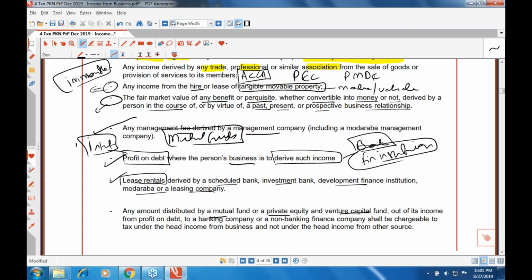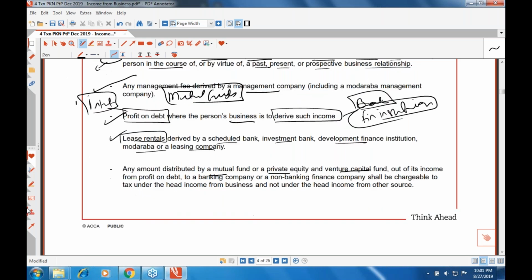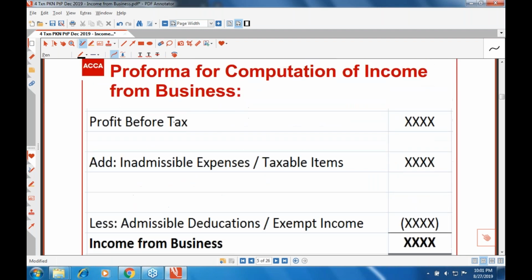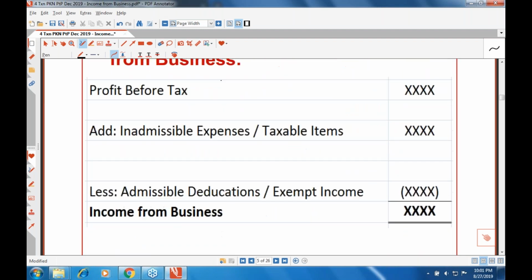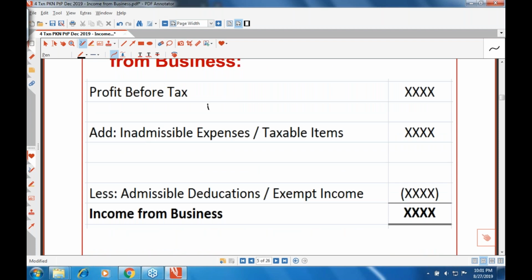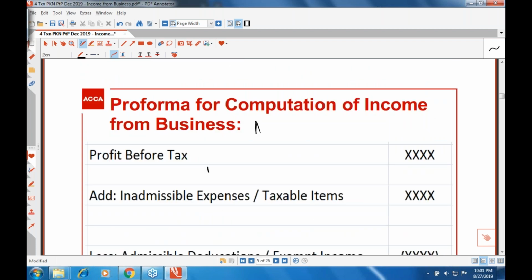Okay, let's move forward. So that's the basic concept of income from business. Now let's try to understand how we actually compute the income from business. Whenever you go to the tax authorities and declare the income from business, the first thing they ask you to do is bring in your accounting P&L.